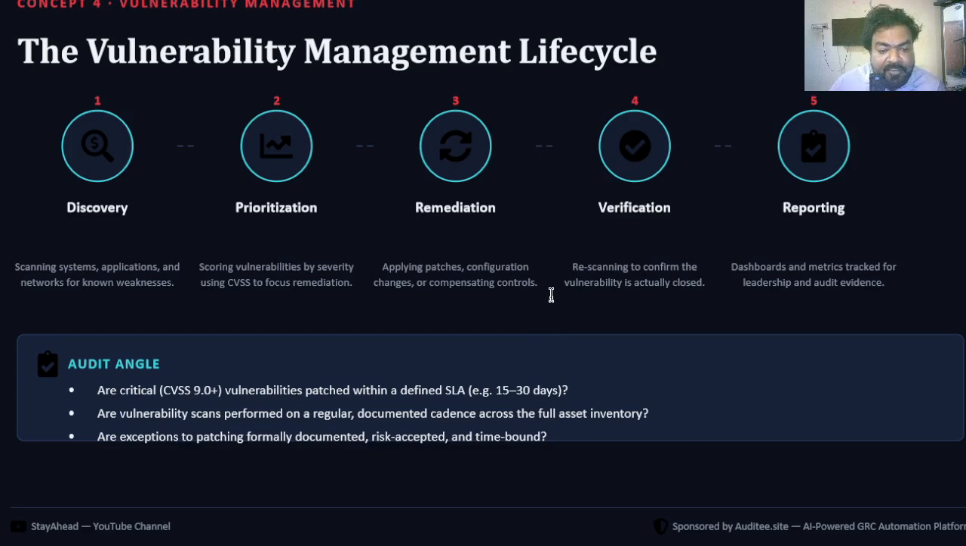Verification, and this is the step auditors find missing more than any other. Rescanning to confirm the vulnerability is genuinely closed, not just assumed. And reporting, turning all of this into dashboards and metrics that leadership and auditors can actually review.